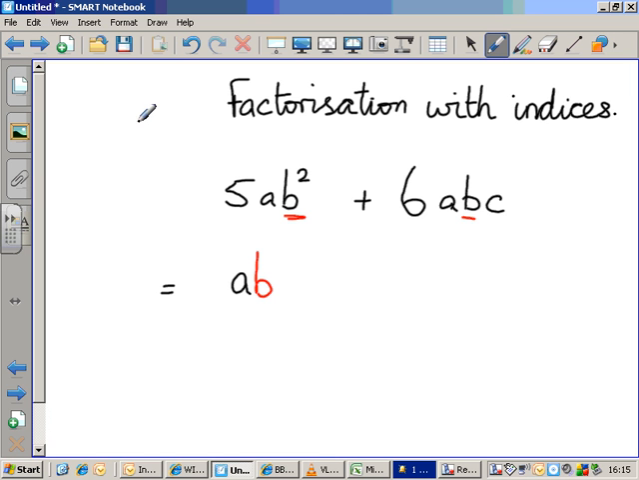And we have a c in the expression on the right, but there are no c's on the left, so we can't divide them both by c. So that's it for our common factors. Open up the brackets. 5a divided by a is 5, and b squared divided by b is b. And on the left, 6a divided by a is 6, and b divided by b is 1. 6 times 1 is what? 6, and we have our c there. And so we get an answer of ab, brackets, 5b plus 6c.